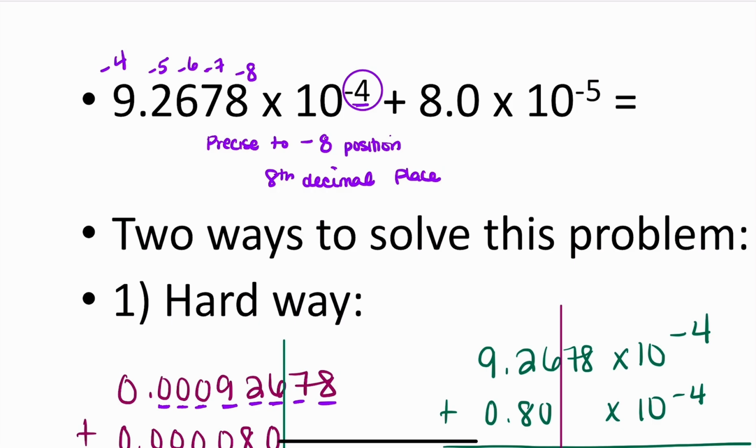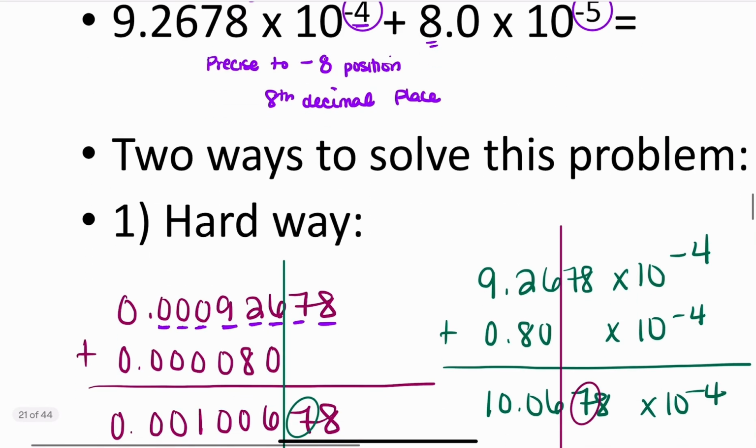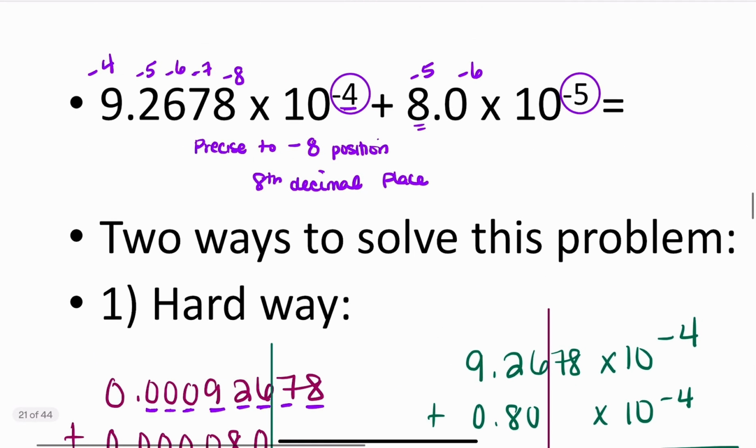I have 8.0 times 10 to the -5. Similarly, that -5 is going for this 8 specifically. So -5 and -6. And notice 1, 2, 3, 4, 5, and 6. So this is precise to the -6 position, which is the 6th decimal place.